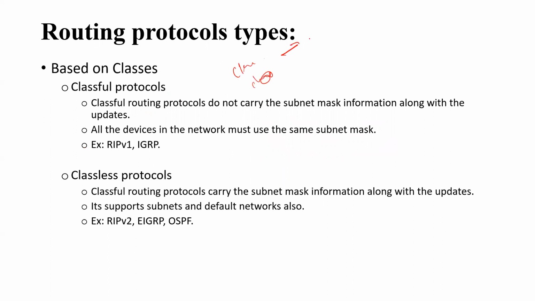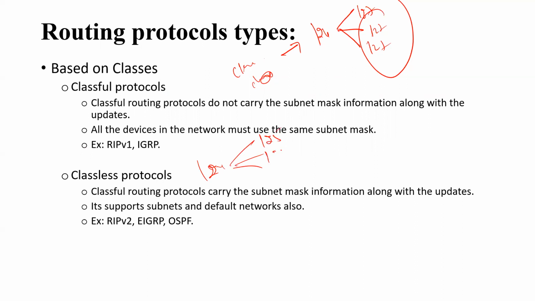Classful is nothing but, suppose we have a /24 network. We have to divide this into /27, /27, all the same numbers, right? That is classful. Classless is nothing but, suppose we have /24. It can be divided into /25, /27, /28, according to our requirement, right? So a classful protocol supports only the same kind of subnet. It should be available.